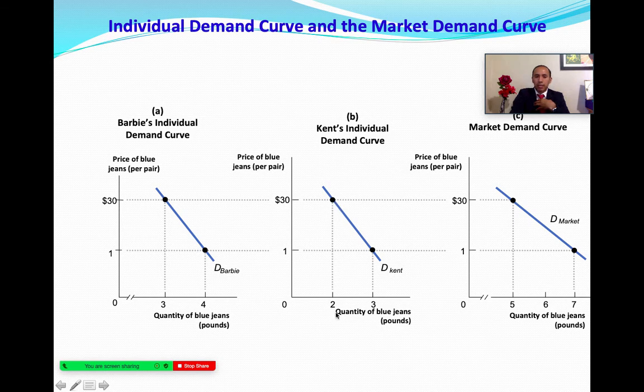In this case, Ken buys two units at $30, while Barbie, at $30, buys 3. This means that every person is different in the market, and they buy different quantities at each price level. And the market consists of both of them, the demand for the market. This is everybody that participates in the market. In this case, we don't just have 2 people, Barbie and Ken. If we have 4 people, 5 people, 100 people, we have the total demand in the market.